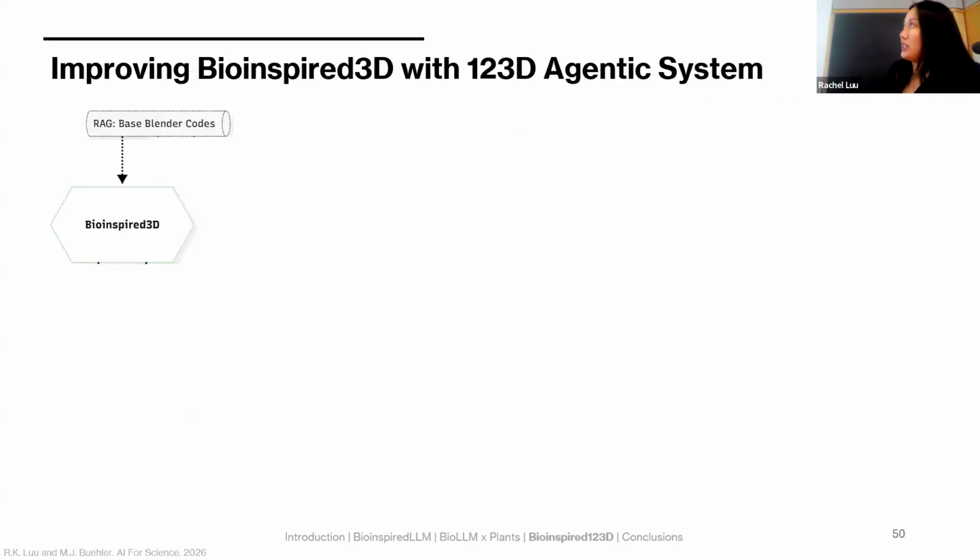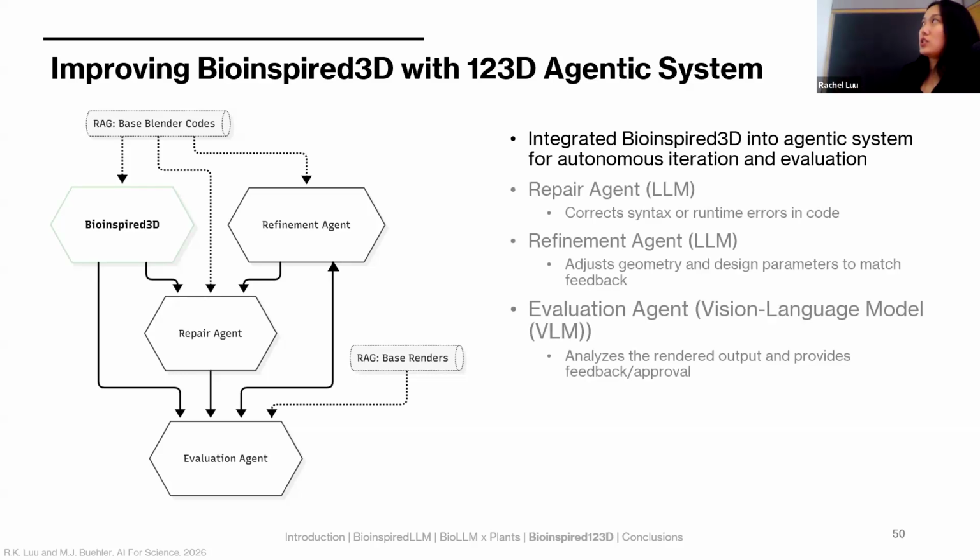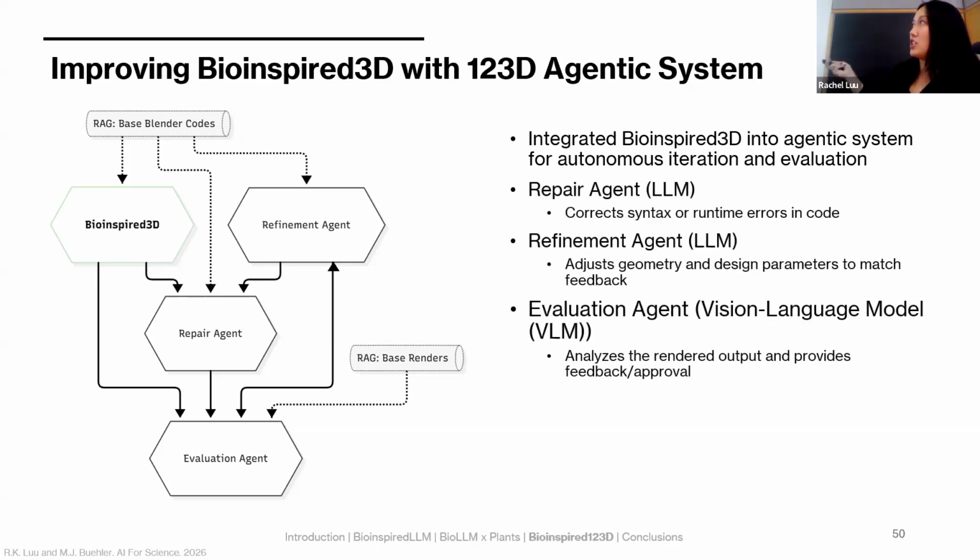So with that, we were really curious, how do we improve Bio-Inspired 3D? We were interested in maybe even integrating it into an agentic system so that it goes through phases of autonomous iteration and evaluation before the user even sees the output. What happens in an agentic system is that you introduce these new agents. You have two agents to help fix any runtime errors in code, and a refinement agent to help edit any designs. But interestingly, we also introduce this evaluation agent, which is based on a vision language model, or VLM.